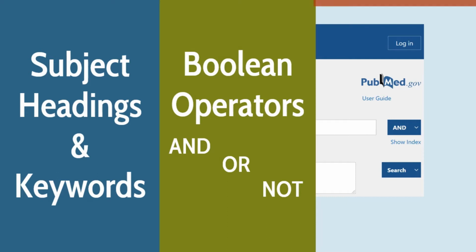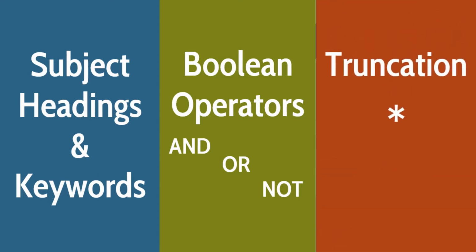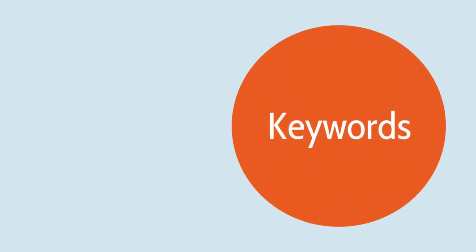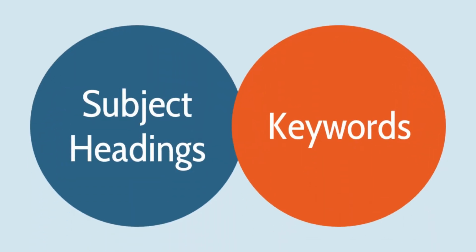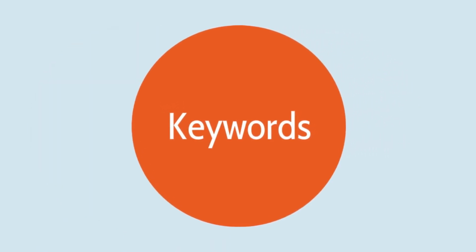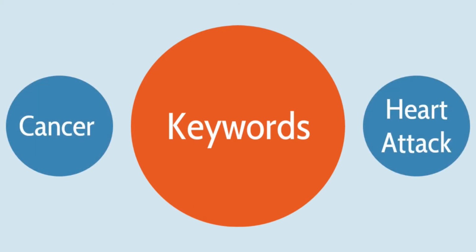You'll also learn about truncation, which is a special symbol that tells the database to find records with alternate endings of your search terms. There are two types of terms you'll want to include in your search strategy: keywords and subject headings. Keywords are terms you select to describe your topic. They're the words you typically think of when you think of a concept. For example, cancer or heart attack.